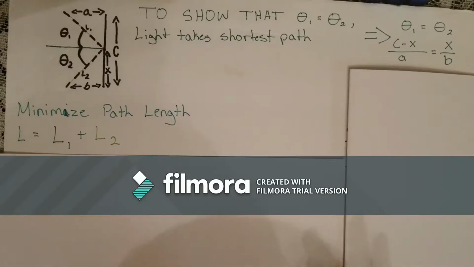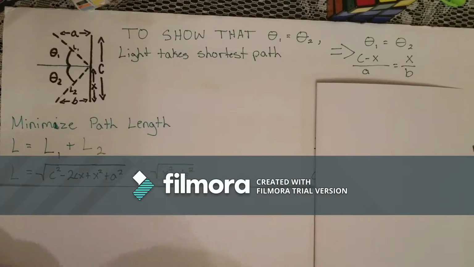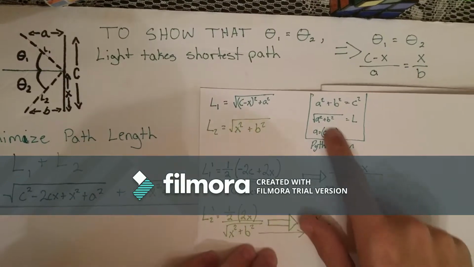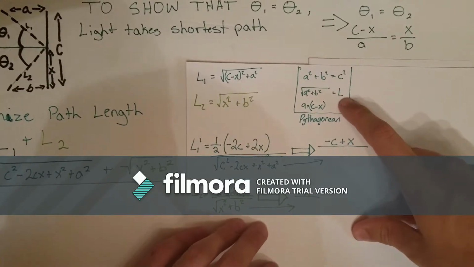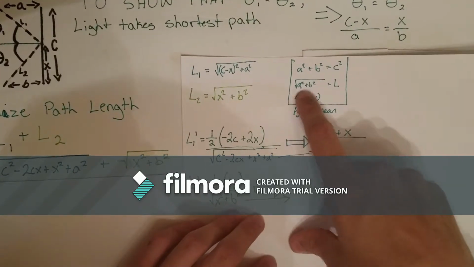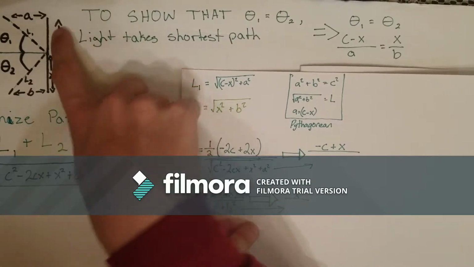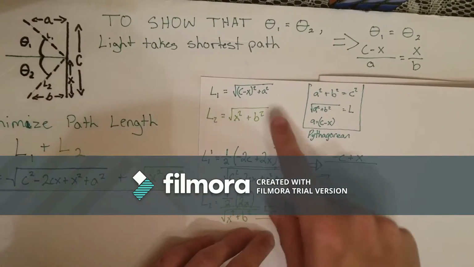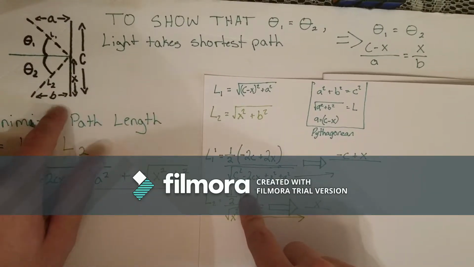The way that we do this is using the Pythagorean theorem. So this is the answer for L1 and L2. The way we get this answer is we know that a squared plus b squared is equal to c squared. If we replace c with L, we can square root the other side, a squared plus b squared. Now we know that this a in the Pythagorean theorem is equal to c minus x, because that's one length, and we can substitute that in. And then L2 is the same exact thing with x and b.